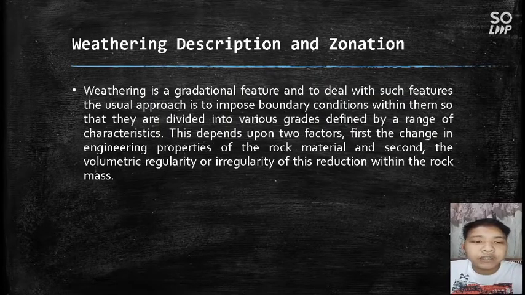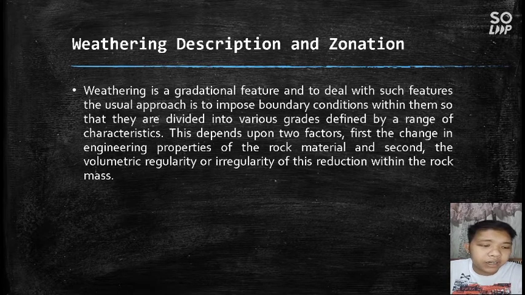Weathering descriptions and zonations. To formally start, weathering is a graduational feature, and to deal with such features, the usual approach is to impose boundary conditions within them so that they are divided into various grades defined by a range of characteristics. This depends upon two factors. First is the change in engineering properties of the rock material, and second is the volumetric regularity or irregularity of this reduction within the rock mass.